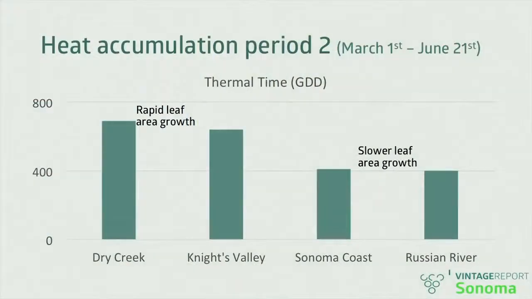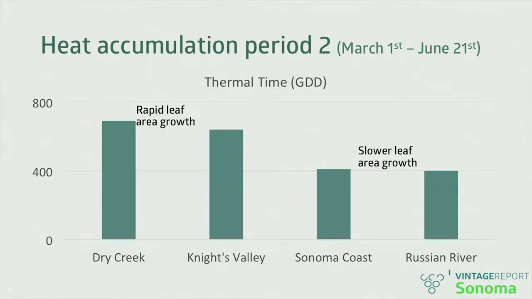So, because of that, let's now look at heat accumulation by looking at the cumulated temperature profile, again, over all the regions, but slicing the high heat accumulation sites into 2 categories. So you see here the categories of the rapid accumulation sites, with Dry Creek and Knights Valley being on top of it. And you see that those are typically seen during period 2, so the period that goes roughly from bud break to the solstice, March 1st to June 21st here.